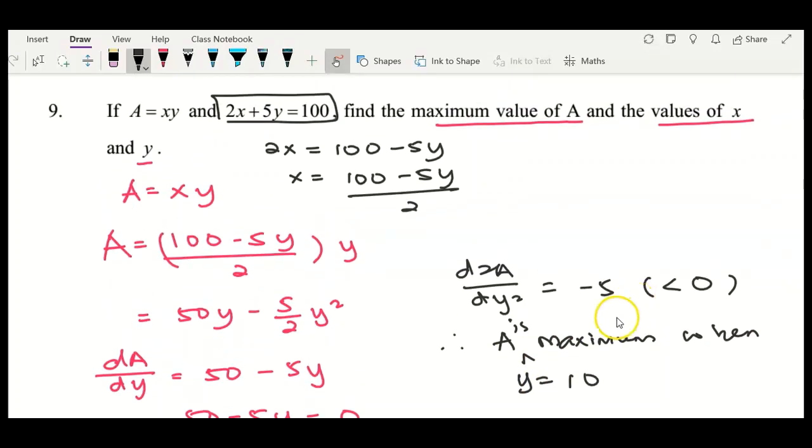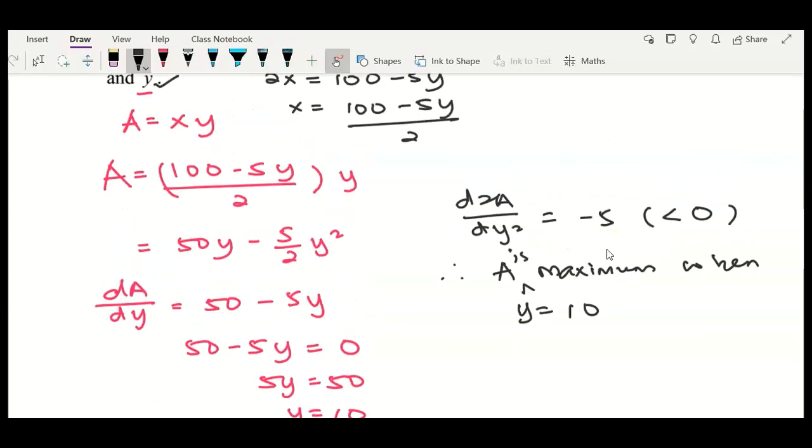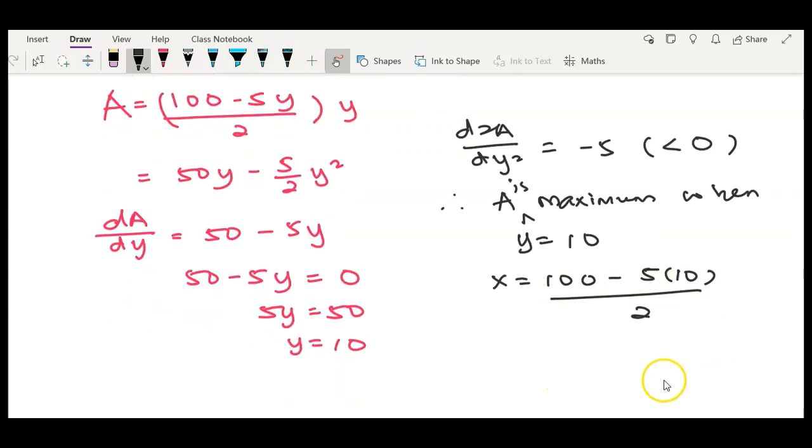Alright, so again, we read back the question to ensure that our answer is complete. We need to get the maximum value of A, which we have not yet got. The value of y, yes, we already got it, but the value of x, not yet. So to get the corresponding value of x, we just substitute into this expression. x equals (100 minus 5 multiplied by 10, that is y) over 2. So you have 100 minus 50, that will be 50. 50 divided by 2 is 25. Your corresponding value of x will be 25. First one is y, second one is x.